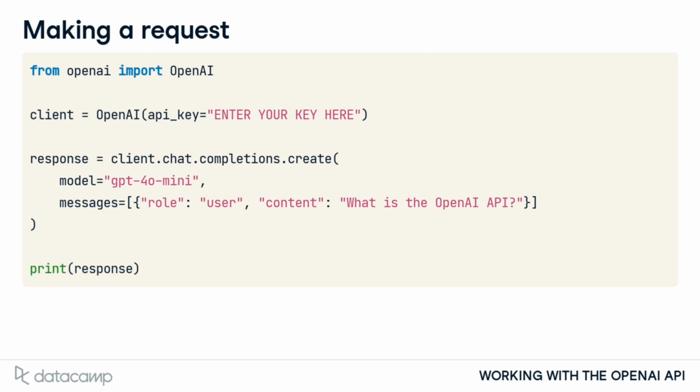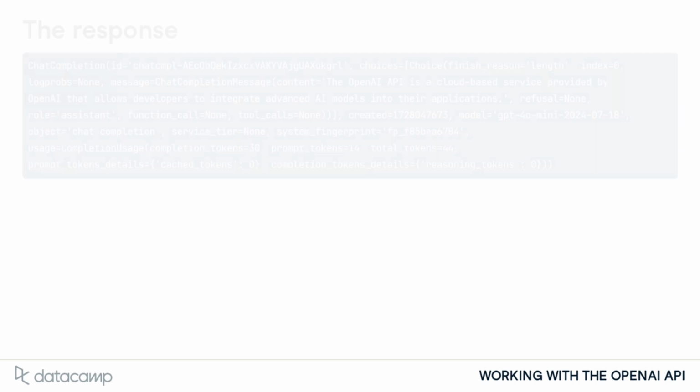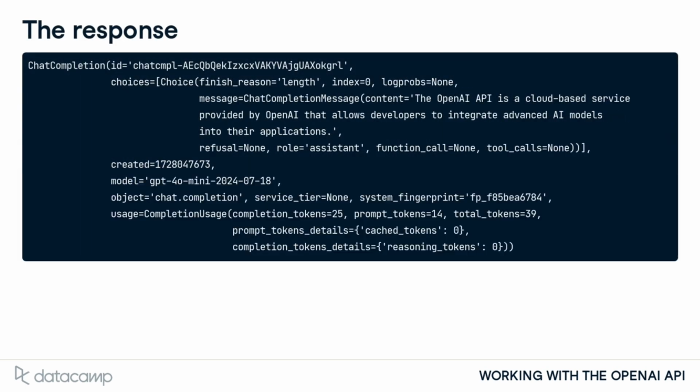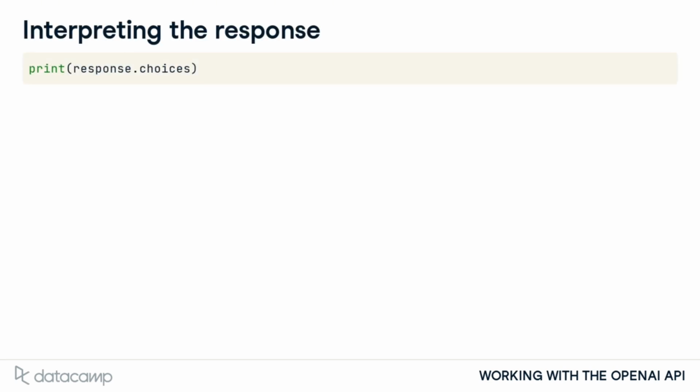Let's take a look at the API response. There's a lot here, so we'll add additional spacing to improve readability. The response from the API is a chat completion object, which has attributes for accessing different information. It has an ID attribute, choices, created, model, and other attributes below. We can see that the response message is located under the choices attribute. So we'll start by accessing it.